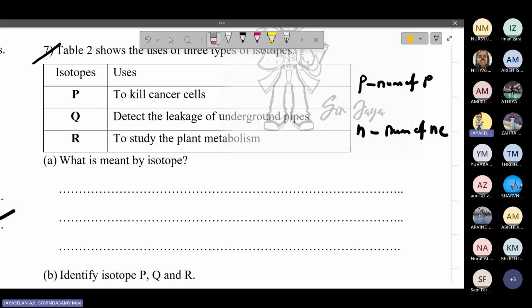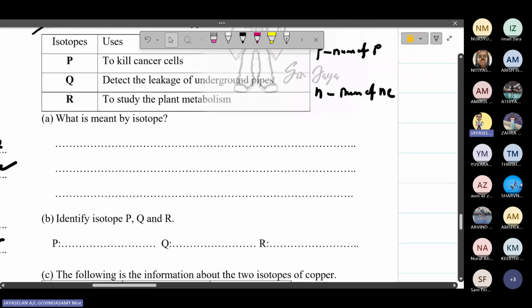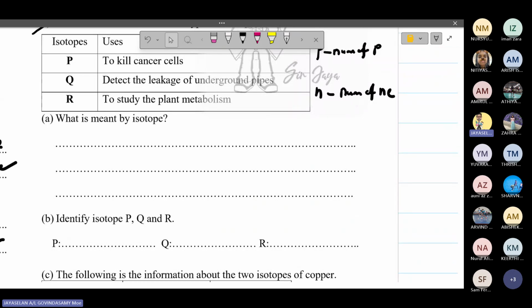Okay, if you already finished first question, raise your hand. I go for next question. Okay, done. Okay, we go for our next question. What is P? Identify isotope PQR? So can send in WhatsApp also. I already send the module in the group. I send answer, done, ready. Yeah, can.